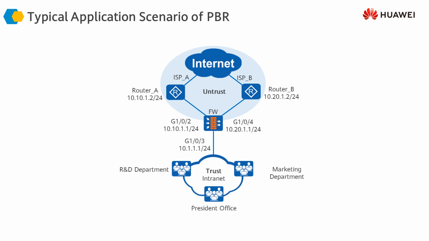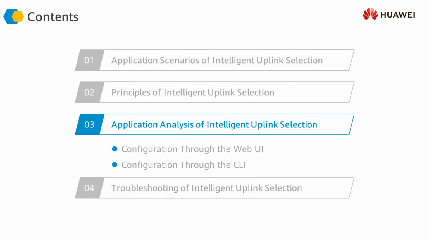So whatever our requirement is, we can use policy-based routing for implementing that requirement. In this case, we're going to forward president office and marketing department traffic through ISP A and R&D department traffic through ISP B. We are going to look at this configuration using both the graphic user interface as well as the command line interface. But first, let's take a look at the command line interface and then we will look at the graphic user interface. So skipping on to the command line interface.